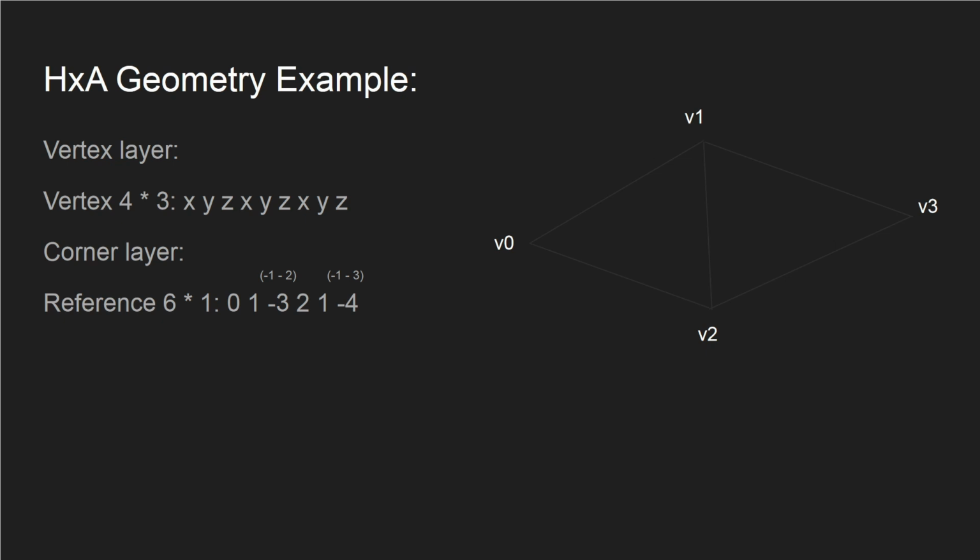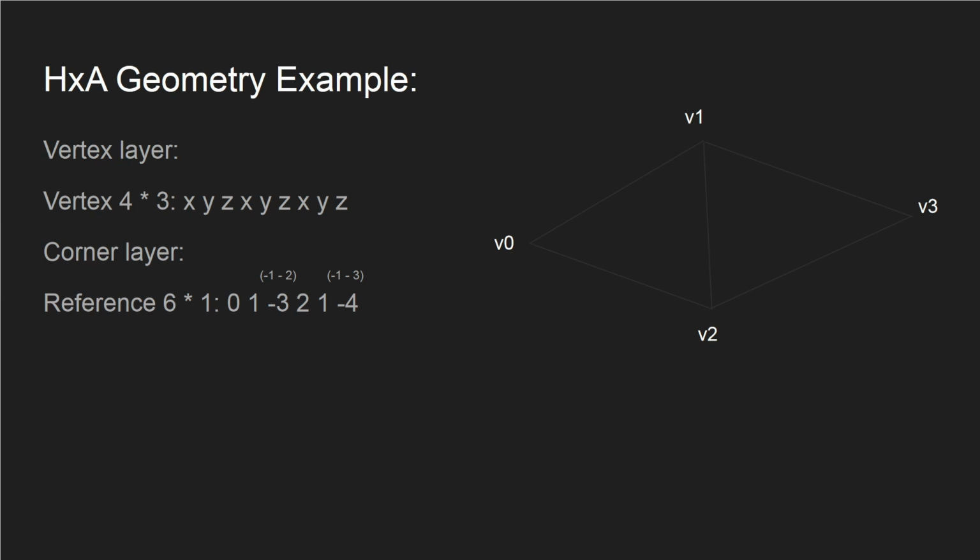And then we need a corner layer, and that is our references, which reference which vertices are bound together in order to create geometry. And for that, we need 6 values with 1 value in each, right? So in this case, the values are 0, 1, -3, 2, 1, and -4. So why are there negative numbers? There are no negative vertices in this one. The vertices go from 0 and up, right?